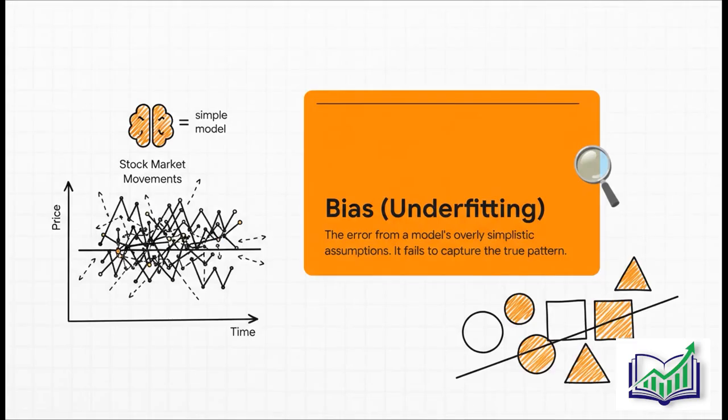Well, you can think of bias as the error you get when your model is just too simple. Imagine trying to predict the crazy ups and downs of the stock market using just a single straight line. Your model is way too basic to capture the complex reality of the data. This is what we call underfitting.